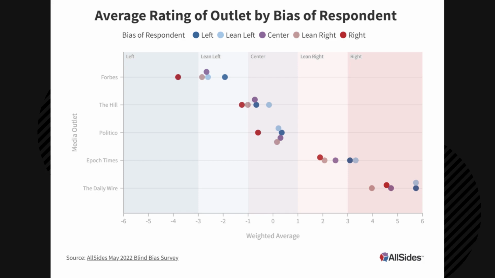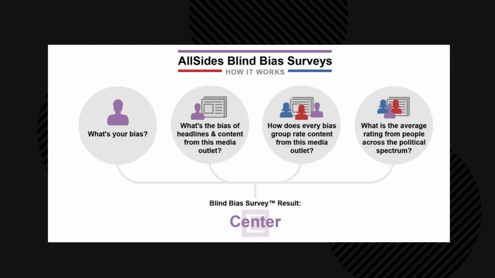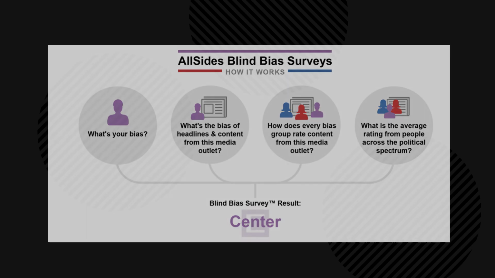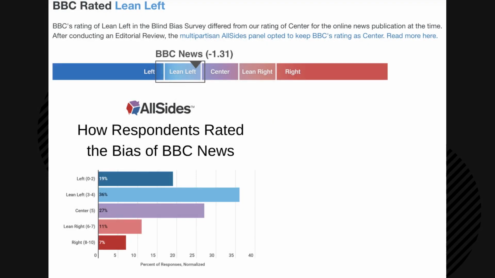Folks with right-wing bias tend to think that media is more left-wing than it is, and the same is true the other way around. And this is where the blind bias survey comes in, which is a more controlled way that AllSides use to capture public opinion. So this is how that works. All of the participants must take an 8-question political bias test so that in the final rating, they can control for the political bias of the people in the survey.